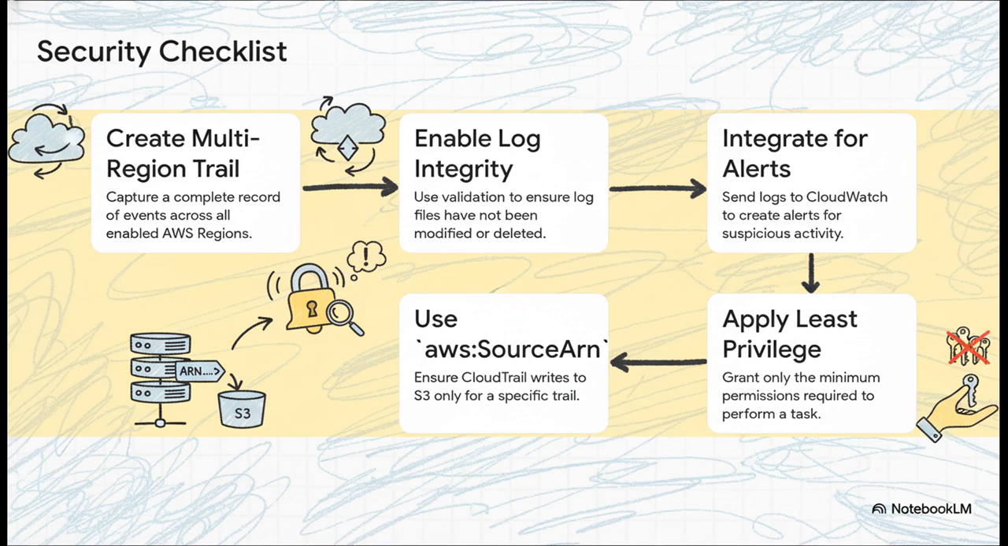Third, integrate with CloudWatch. This lets you create immediate alerts for suspicious activity, like someone trying to turn off your logging. Fourth, apply least privilege. If a user doesn't need to touch CloudTrail, they shouldn't have permission to, period. And finally, lock down that bucket policy with the source ARN condition to stop anyone from writing unauthorized data.